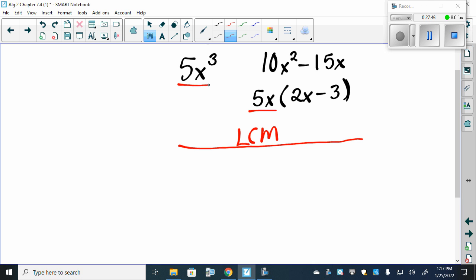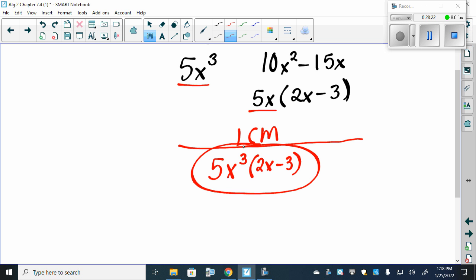So we do have 5 and 5x cubed, yes? Well, the 5s are already the same, so part of the least common multiple would be 5 because they are already matching. One of them has x cubed, the other has x. So if I want them to be the same, we would need them both to have x to the third. Is there anything else we need? And this here would be the least common multiple between these two. And that's it.